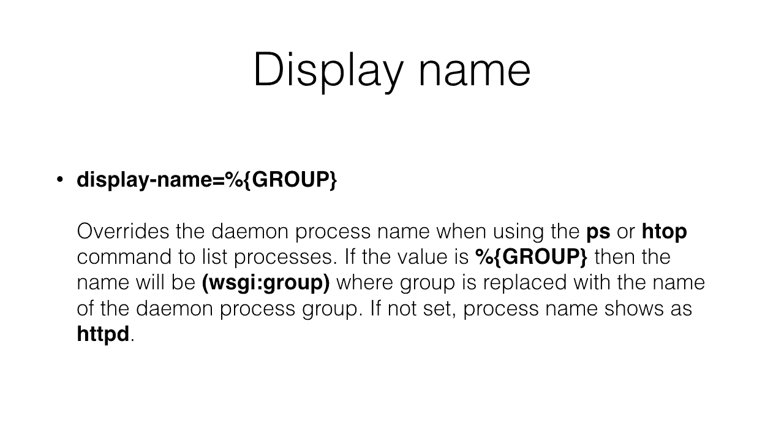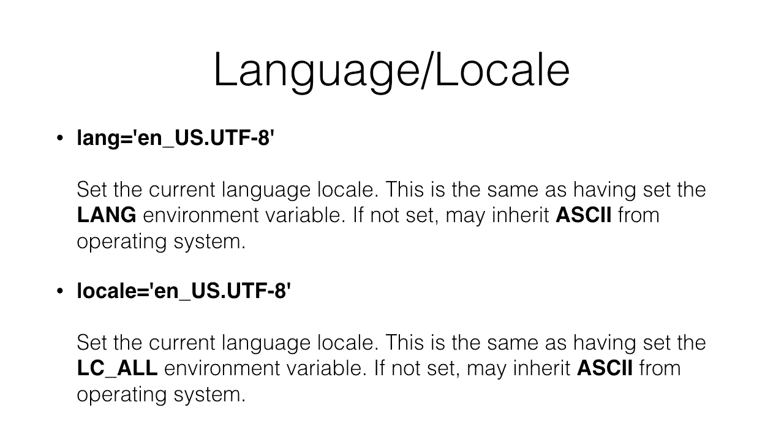Display name. This is just a convenience one. If you run all your stuff up inside of Apache with mod_wsgi and you go ps or look at top, you'll just see a whole bunch of httpd processes. You can use the display-name option to give it a nice name. If you set it to %{GROUP}, a magic one, the process name will show as wsgi and the name of that group. It just means you can very easily see it in ps and htop output.